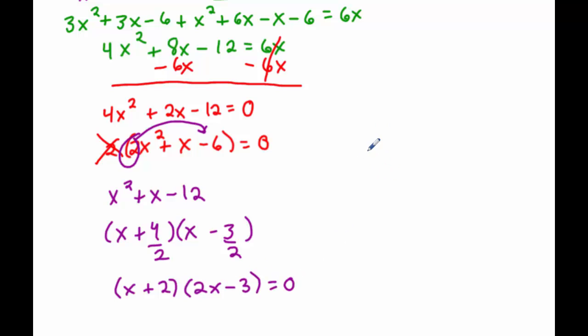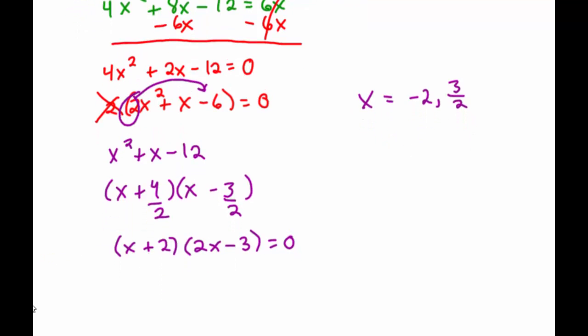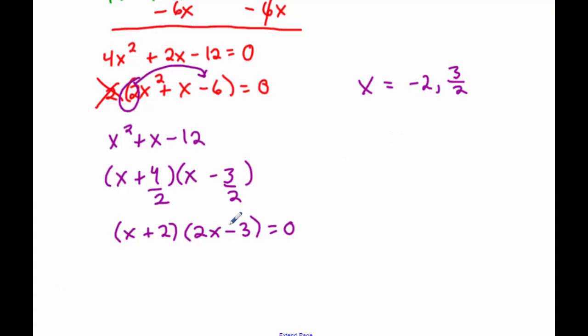Now we're ready to set those equal to 0 to get our two answers. X equals negative 2 and positive 3/2. If you need to write out that step where you set them equal to 0 and solve, be my guest. Go for it. Like x plus 2 equals 0, 2x minus 3 equals 0.